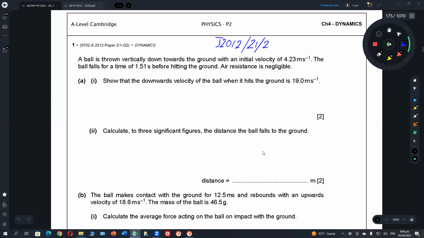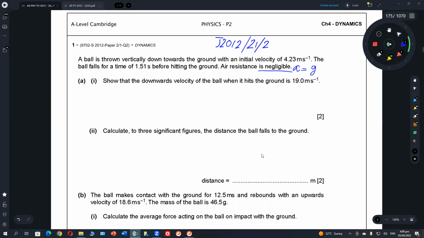A ball is thrown vertically down towards the ground with an initial velocity of 4.23 meters per second. The ball falls for a time of 1.51 seconds before hitting the ground. Air resistance is negligible, so it means there is no air resistance, so a is equal to g.